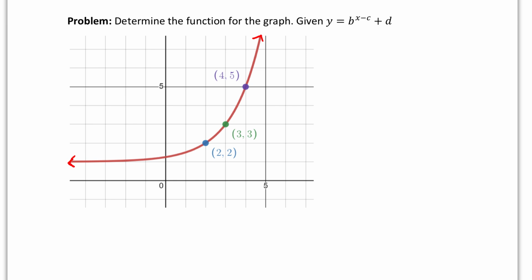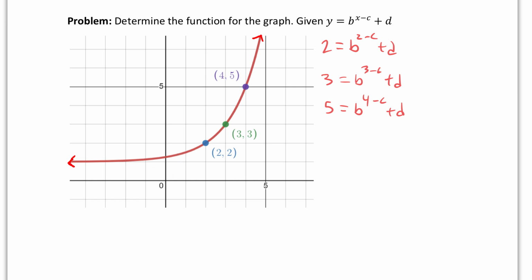All right, so assuming you've given this a try, you should have something like this. When you plug in the point 2, 2, you get 2 equals b to the 2 minus c plus d. Then if you plug in 3, you get 3 equals b to the 3 minus c plus d. Or you get 5 equals b to the 4 minus c plus d. Now, what we should do is we should solve for d first. And I mean, we do have 3 equations here, so you could do 3 equations, 3 unknowns, but it's a little bit easier to actually look right here.